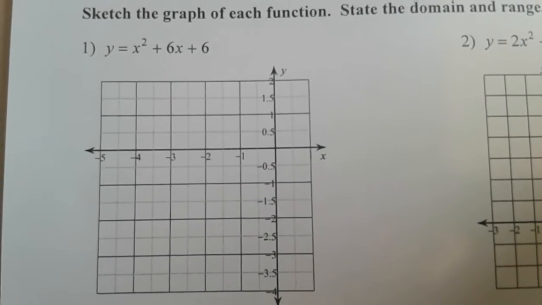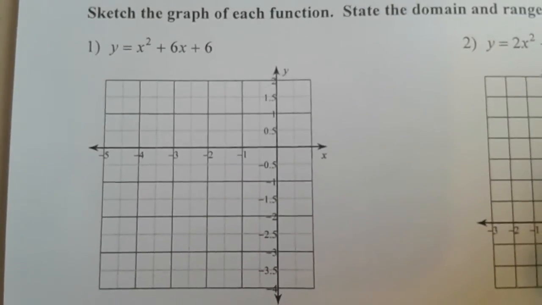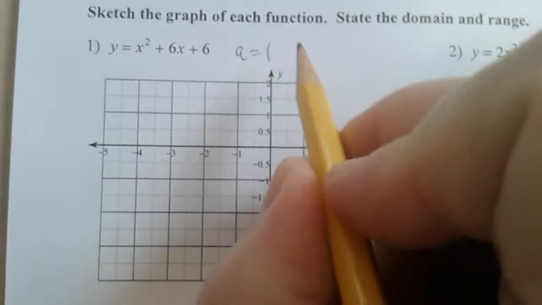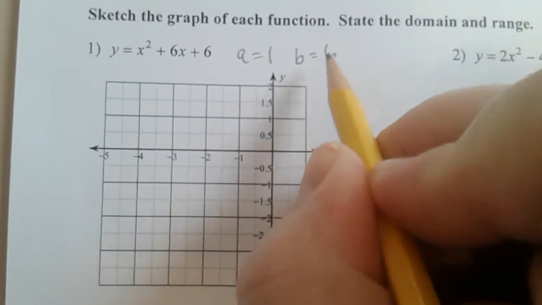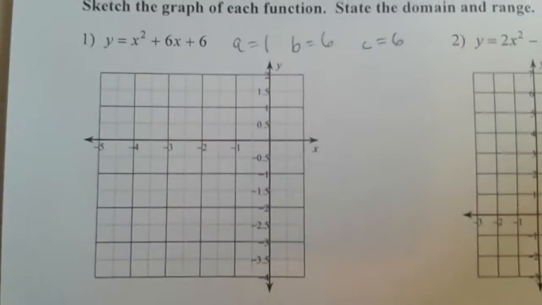Okay, here's number 1. So we have y equals x squared plus 6x plus 6. So once again, the first thing we want to do is identify our a, b, and c. A is 1, the coefficient in front of the x squared. B is 6, the coefficient in front of the x. And c is 6, that's our constant.